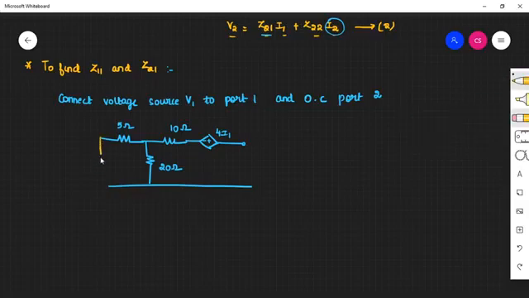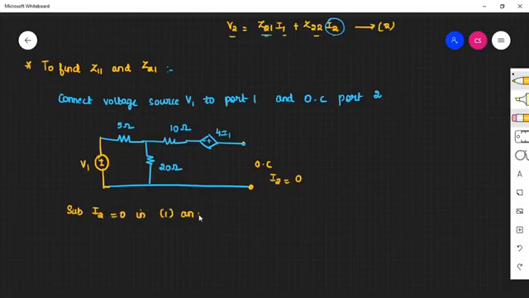Now to port 1, we are going to connect a voltage source and let it be V1. And port 2, we are going to open circuit. When a port is open circuited, we know that current is equal to 0. Therefore, I2 will be 0. So we can substitute I2 equal to 0 in equations 1 and 2.